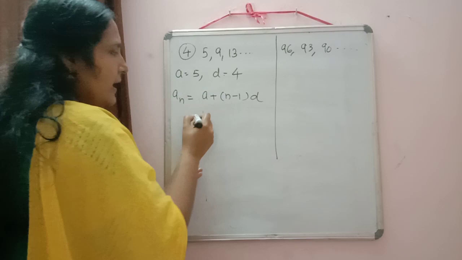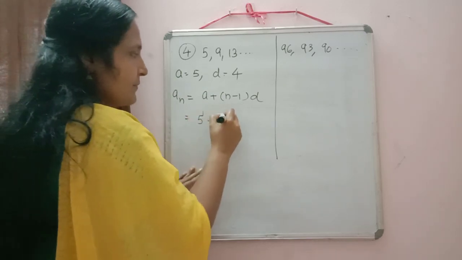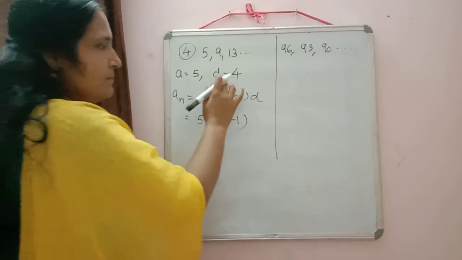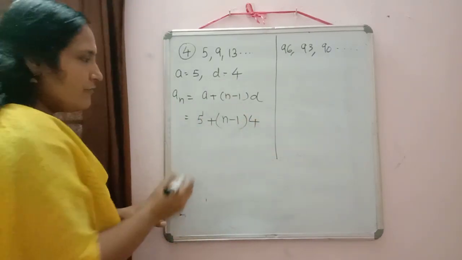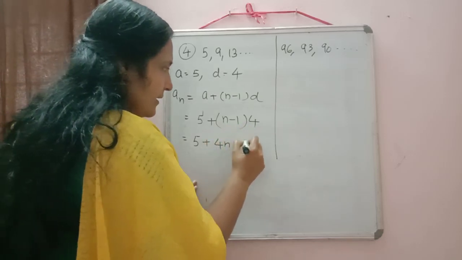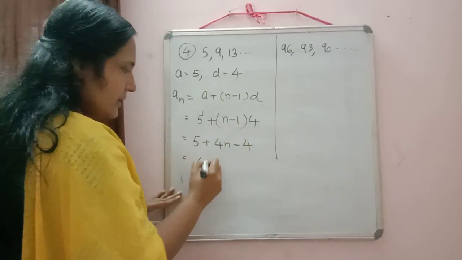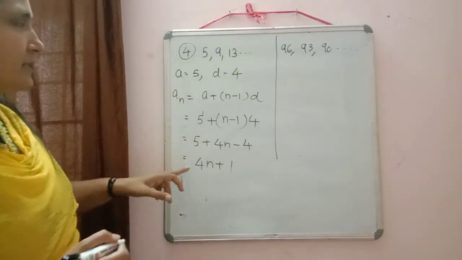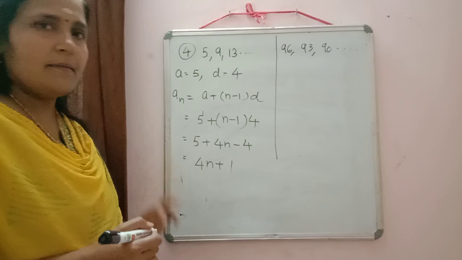Now substitute the value 5 plus n minus 1, the nth term we don't know. So in place of n don't substitute any value. In place of D we have 4. So we'll get 5 plus 4n minus 4. So that will be equal to 4n plus 1. So the nth term of the first AP we got as 4n plus 1.